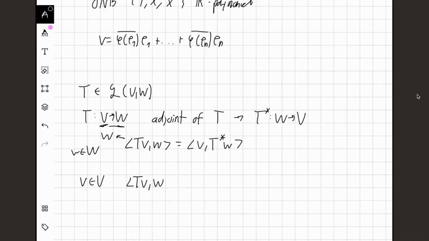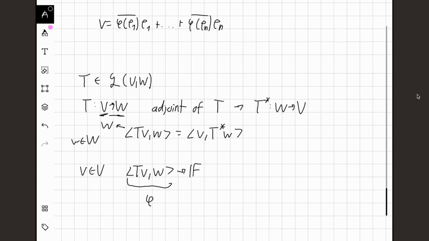But basically, for any v from V, we take this scalar product. We apply the transformation T and take the inner product with w. So what we get is a scalar. So this is a function that takes a vector and puts it into a scalar, so this can be our linear functional.